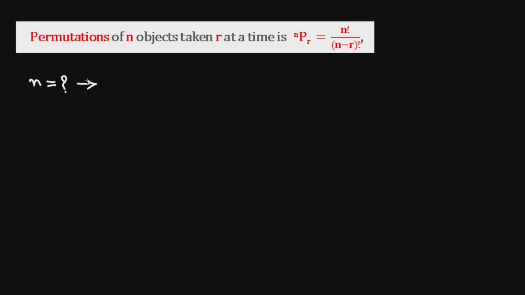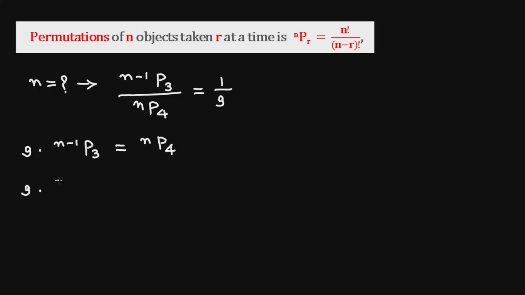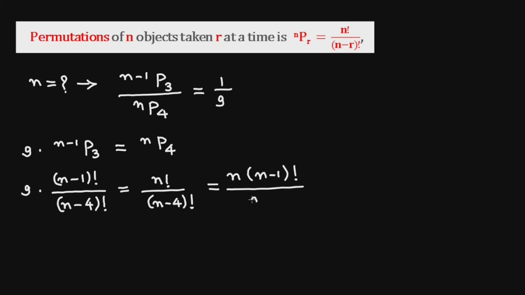We have to find n if n minus 1 P3 upon nP4 equals 1 upon 9. 9 into n minus 1 P3 equals nP4. 9 into n minus 1 factorial upon n minus 1 minus 3, that is n minus 4 factorial, equals n factorial upon n minus 4 factorial. We write this n factorial as n into n minus 1 factorial upon n minus 4 factorial. Cancelling n minus 1 factorial from numerator and n minus 4 factorial from denominator, we directly get n equals 9.